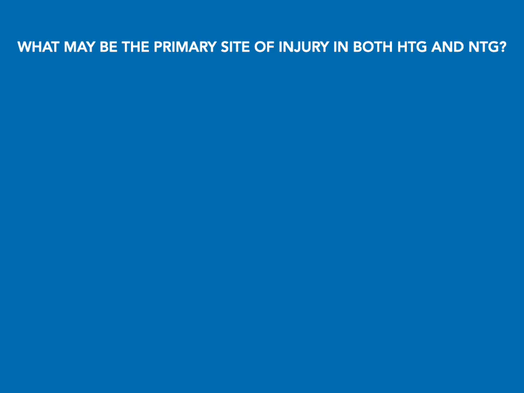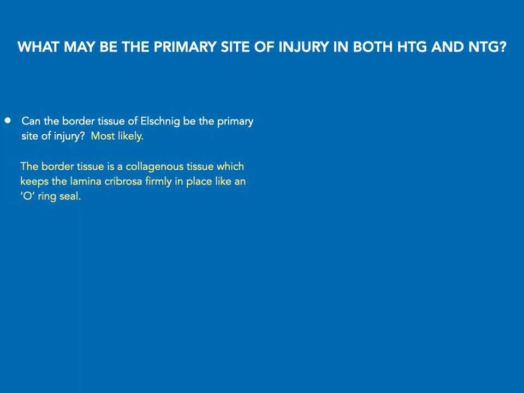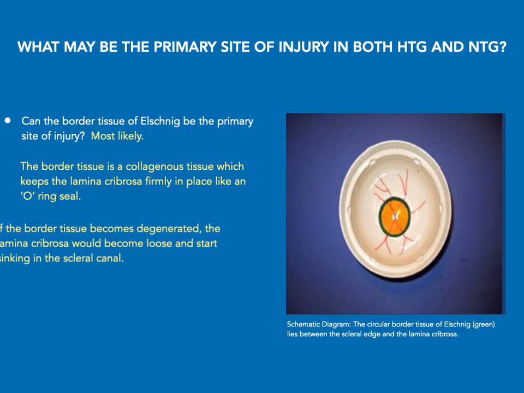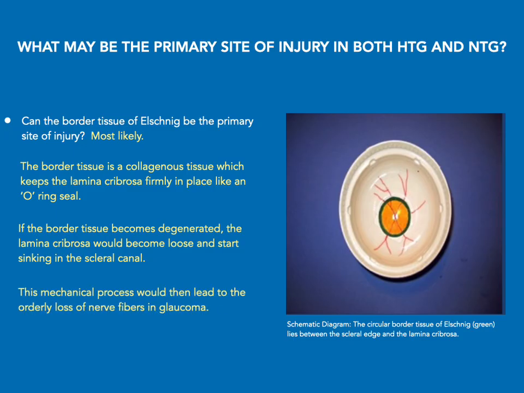How about the border tissue of Elschnig? Can this tissue be the primary site of injury? Most likely. The border tissue is the collagenous tissue which keeps the lamina cribrosa firmly in place like an O-ring seal. We can see that here on the right shown in green, in which the border tissue lies between the scleral edge and the lamina cribrosa, holding that lamina cribrosa firmly in place. If the border tissue becomes degenerated, the lamina cribrosa would become loose and start sinking in the scleral canal. This mechanical process would then lead to the orderly loss of nerve fibers in glaucoma, as we'll discuss a little later in this presentation.